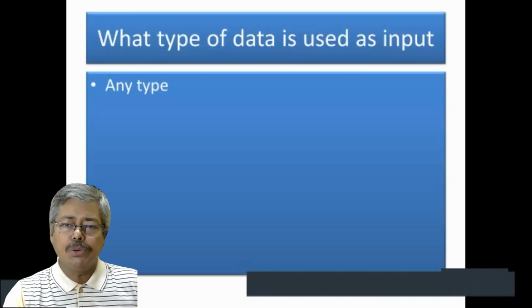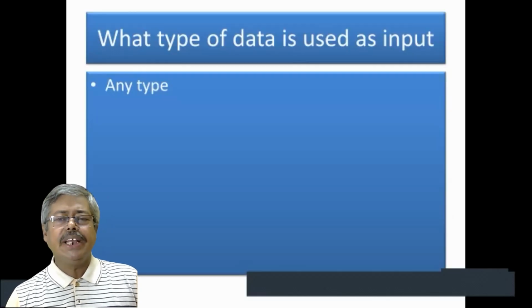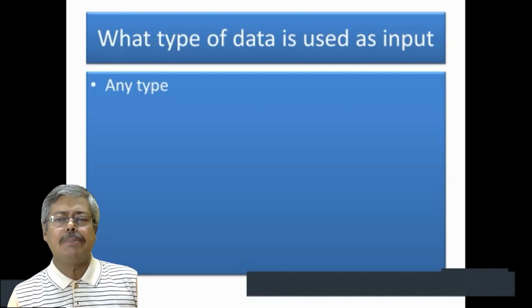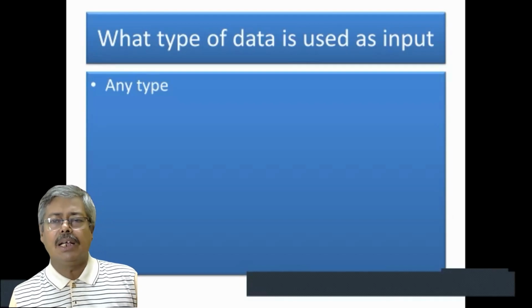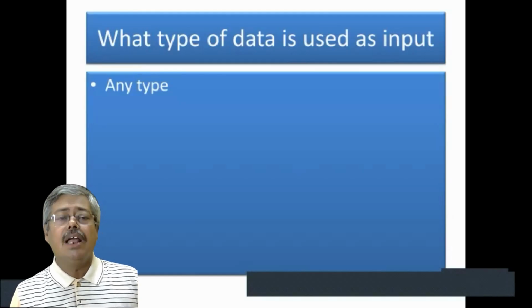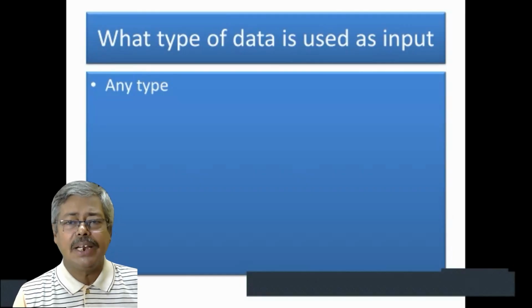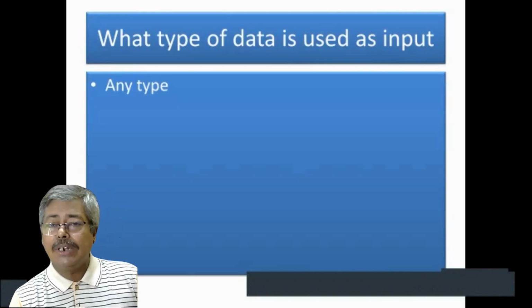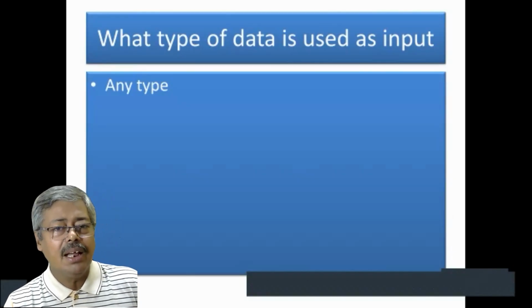What type of data is used as input? Actually, input types are different. Maybe numeric, alphanumeric, string, binary, etc. Any type of data we can give as the input value of the hash function. There is no definite type for the hash function.